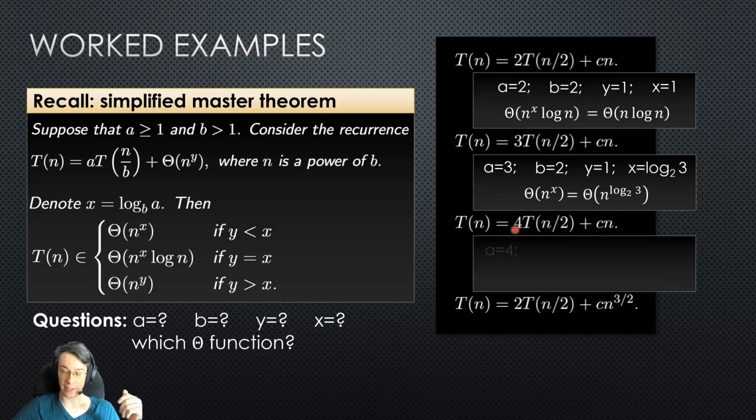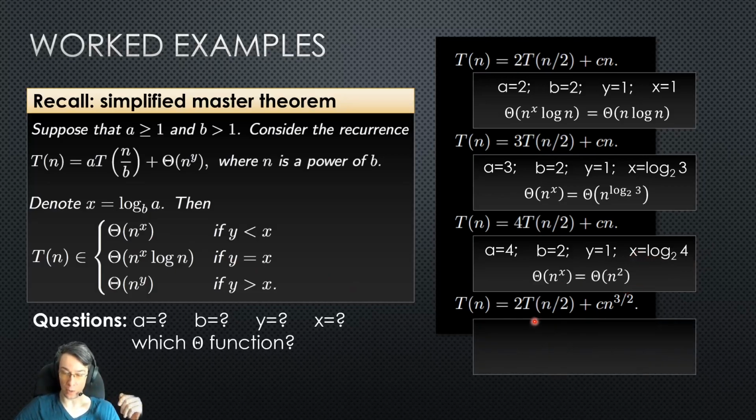So a is 4, b is 2, y is again 1. Our x is going to be log base b of a, which is log base 2 of 4, which is 2. So x is 2, y is 1. Okay, so x is greater than y. We end up with n to the x again. And our x is log base 2 of 4, which is 2. So this is just n squared.